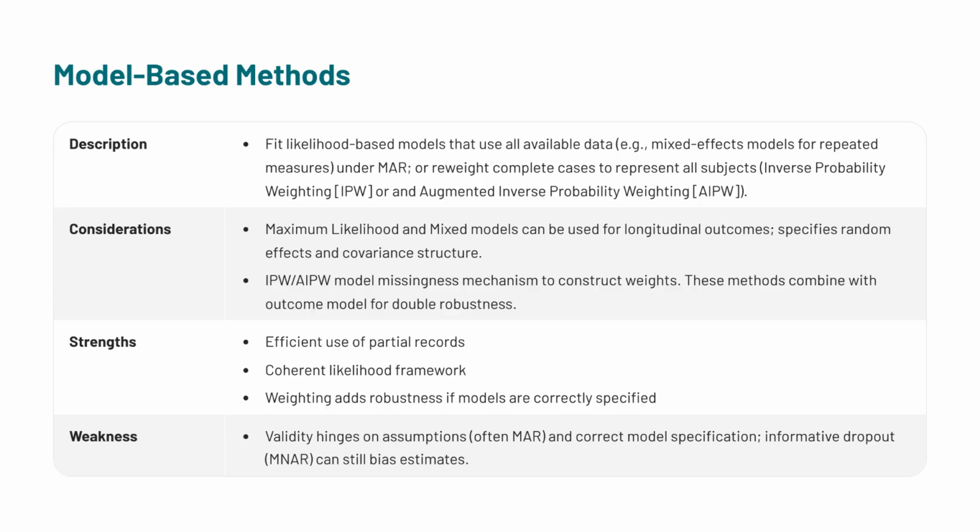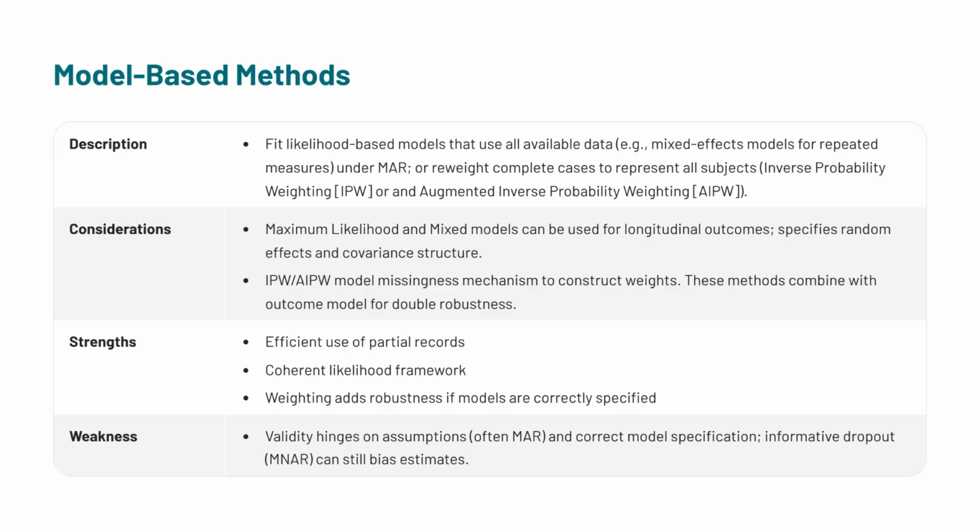Now to model-based methods. These approaches use all available data under explicit assumptions about why values are missing. First, maximum likelihood mixed effects models are common for repeated measures. You specify random effects and a covariance structure, and the model borrows strength across time so participants with partial records still contribute. This is valid when missingness can be explained by observed information, the usual missing at random assumption.